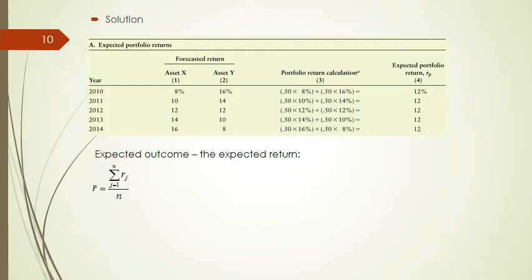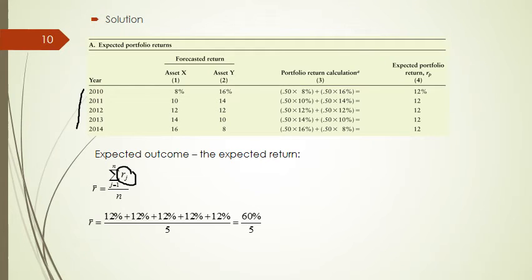So this is our expected return, which is the return in individual years. That's our subscript J, where the individual years are 2010, 2011, 2012, 2013 and 2014, divided by the number of years as represented by N. The number of years in this instance is 5. So what is it that we do?